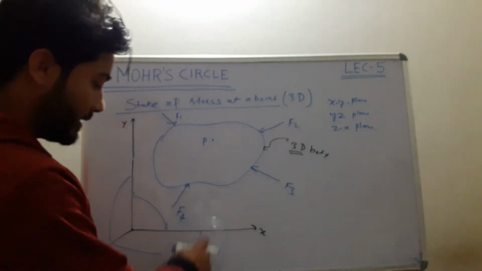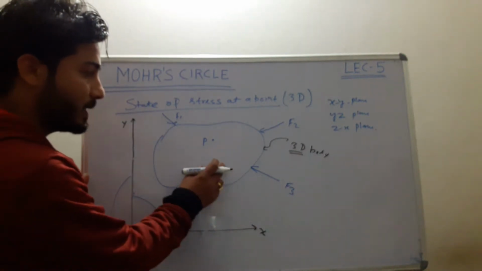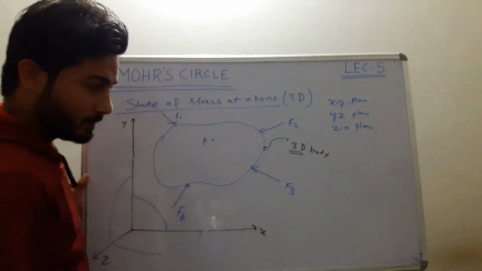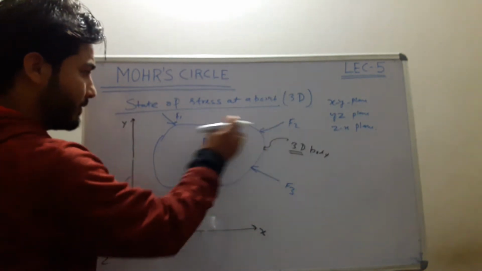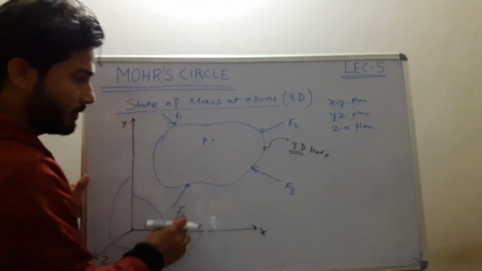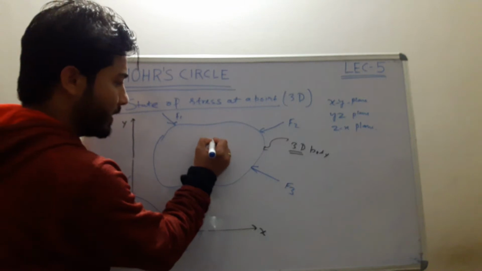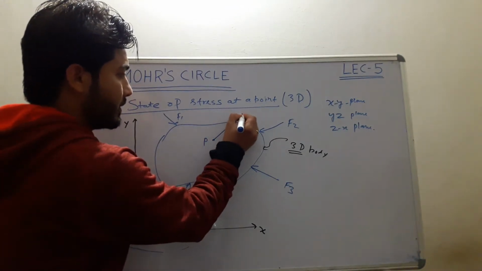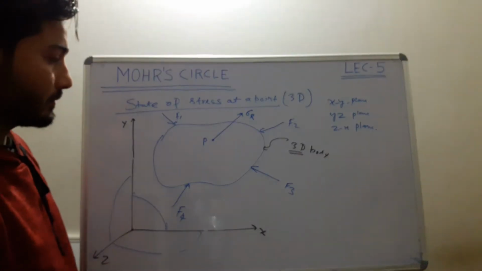Suppose I have taken this as a reference XYZ coordinate system in which this particular three-dimensional body is placed, and due to the action of all these forces F1, F2, F3, F4, suppose the stress generated at this particular point is some resultant sigma R.